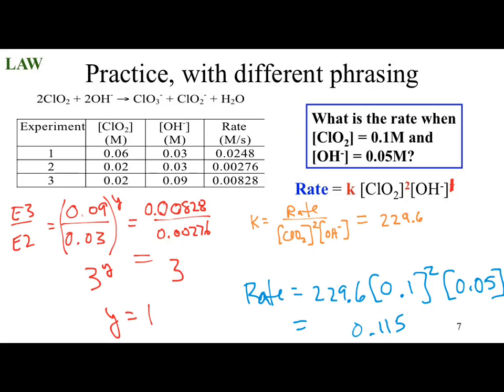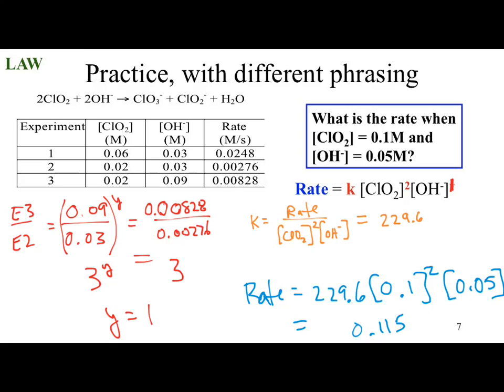Okay? Yes? I'm really sorry, I didn't see where the 229.6 came from. The 229.6, so if we match this back to our rate expression, this was our concentration of OH minus, concentration of the ClO2 squared. This had to be our rate constant. What was our rate constant?